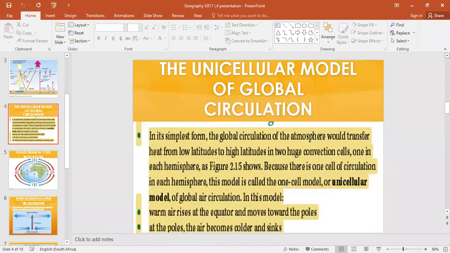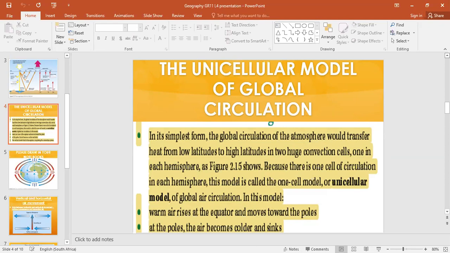So the first one is going to be the wind again. So in its simplest form, the global circulation of the atmosphere would transfer heat from low latitudes to high latitudes in two huge convection cells, one in each hemisphere. As figure 2.15 shows. Because there is one cell of circulation in each hemisphere, this model is called the one cell model or unicellular model of global air circulation.